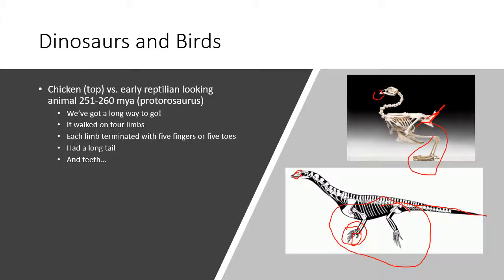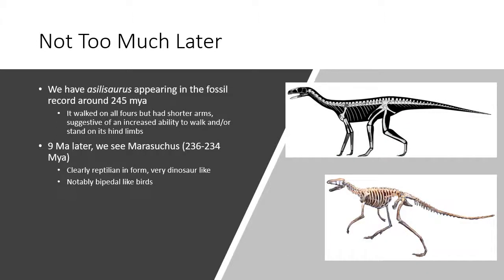This is not a lot of changes, if you will, but do we actually have fossils that could potentially link these together? Well, it turns out you can do this by looking at small changes in the fossil record over time. So, of course, that was Protosaurus here, and a short time later we have Asilosaurus appearing, still walking on 4 limbs but having shorter arms. And what would that be indicative of? Really an increased ability to walk or stand on your hind limbs.